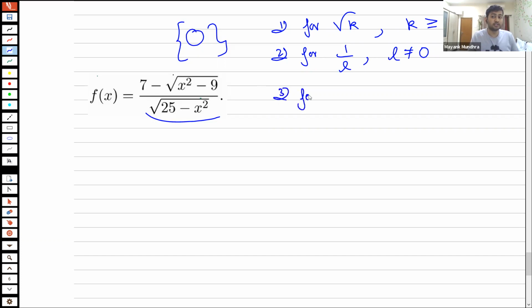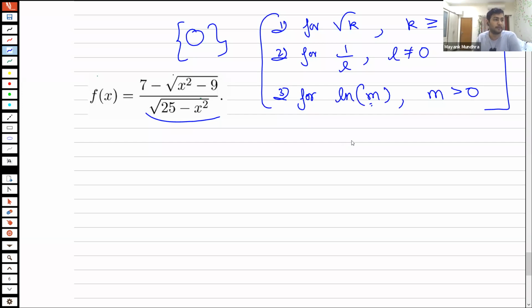And third thing is for log of m, m should be strictly greater than 0. So if you have logarithmic functions, log of something, the something should always be positive. So these are the 3 rules that you need to obey when you are solving these problems.